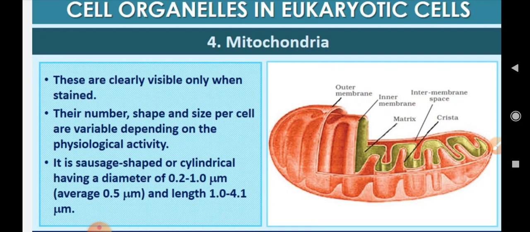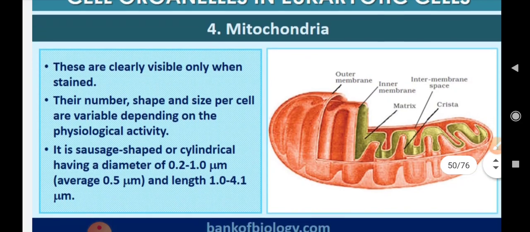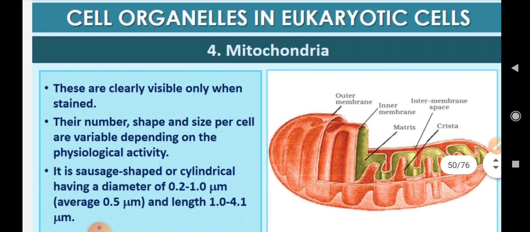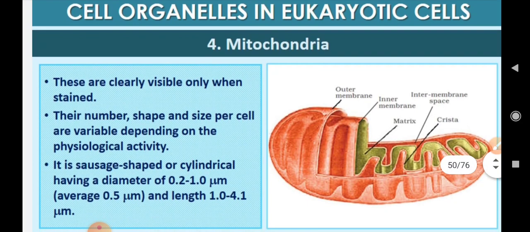If you look at mitochondria, the shape and size are different in different types of cells, and even the number of mitochondria per cell differs. These mitochondria are sometimes cylindrical in shape, sometimes sausage shaped. The diameter is 0.2 to 1.0 micrometer, and the length is about 1.0 to 4.1 micrometer. So these are the basic dimensions of mitochondria.